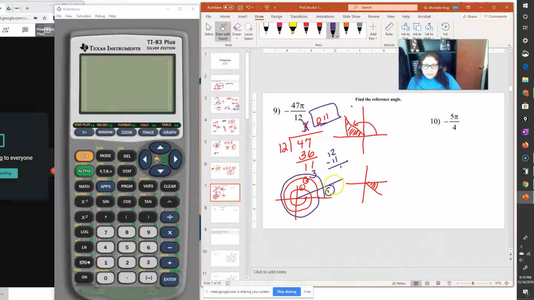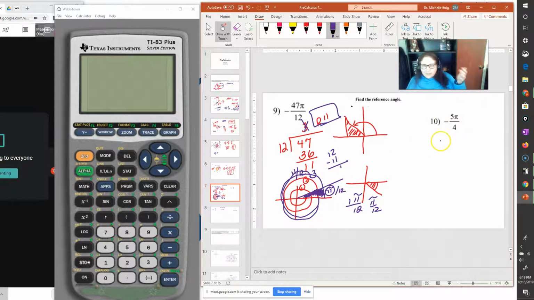I'm sorry, 12 minus 11, which is just 1. So really, that's it. My reference angle is going to be 1 pi over 12, which we would just say is pi over 12, because that's all that's left after all those times going around. When we did this and we went 11/12 of the way, how many twelfths was left to get to 0? 1/12. So that's what the reference angle would be.